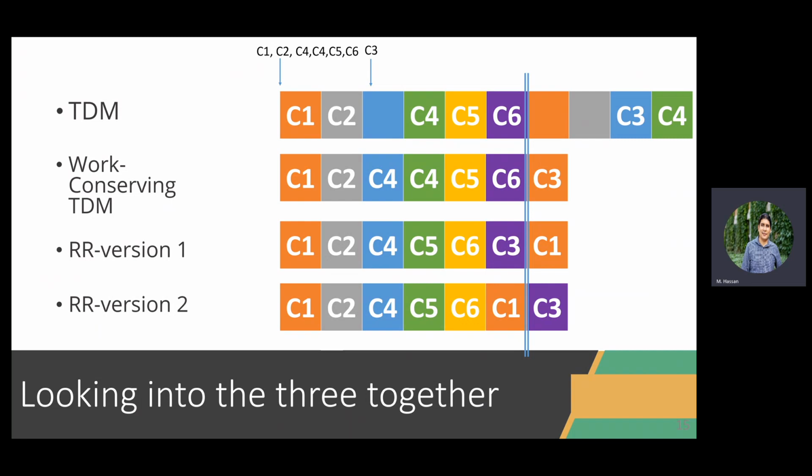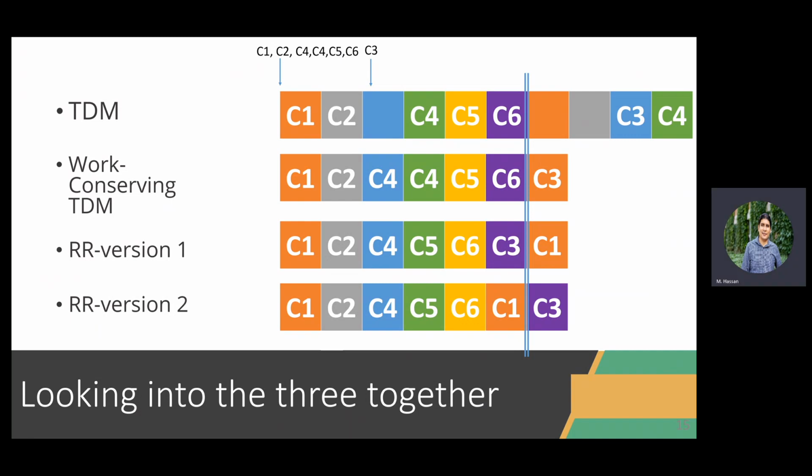Taking TDM as an example, I start at the beginning of the slot of core 1. Does core 1 have a request? Yes, because the request arrives at the beginning of the slot. Then I will serve C1. Once I'm done, I will go to C2. Does C2 have a request? Yes, then serve C2. Then at the beginning of the slot of C3, does C3 have a request? No, because the request arrived one cycle later. What will TDM do? Leave this slot idle. As you can see, during this blue slot of C3, nothing is being done. I waste the whole slot.